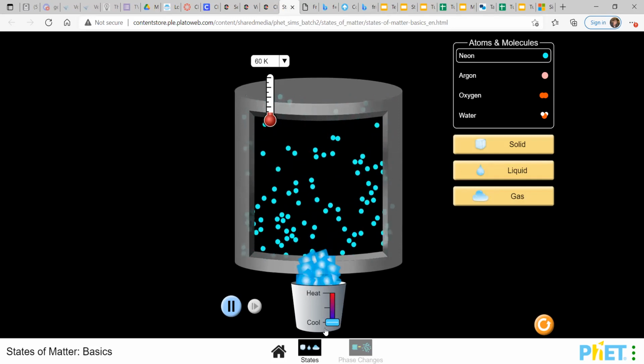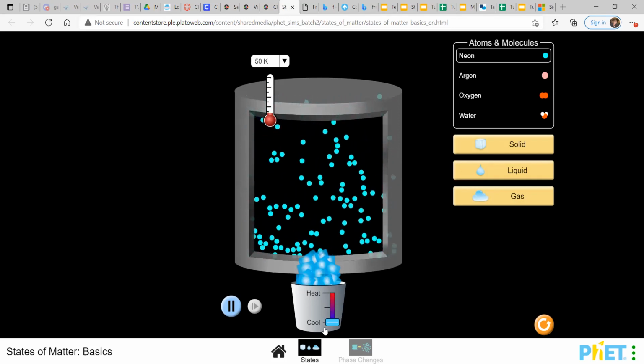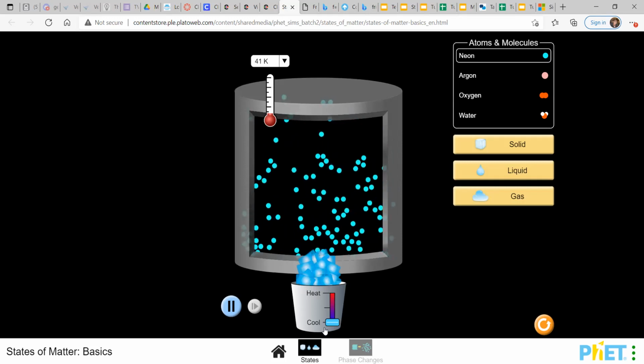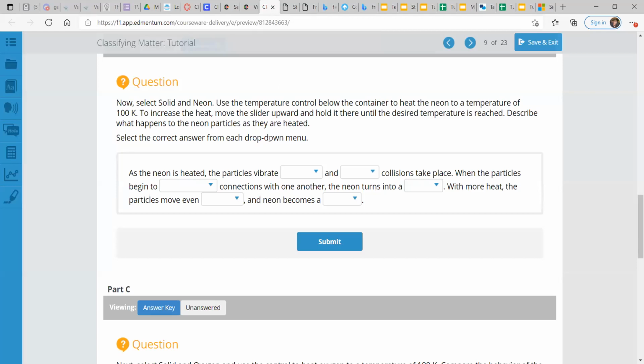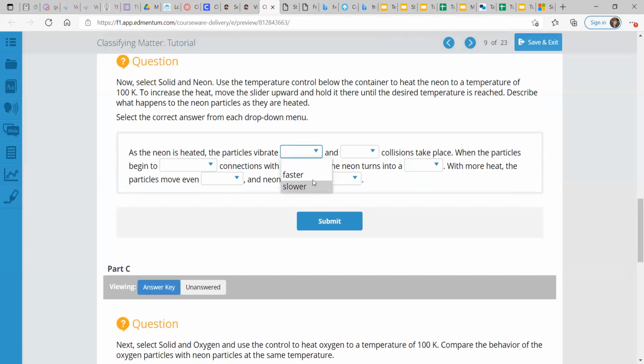Now they're slowing down, bunching up together, and reversing the process, essentially. So as the neon is heated, the particles vibrate faster and more collisions take place. When the particles begin to break their connections with one another, the neon turns into a liquid. With more heat, the particles move even faster, and neon becomes a gas.